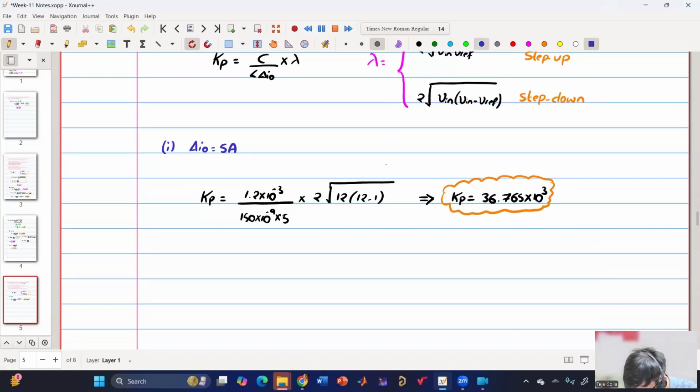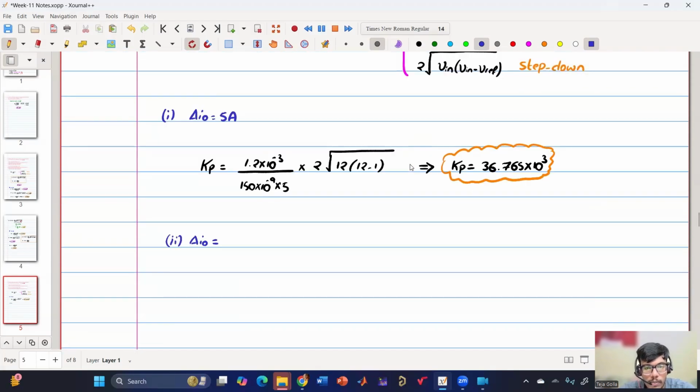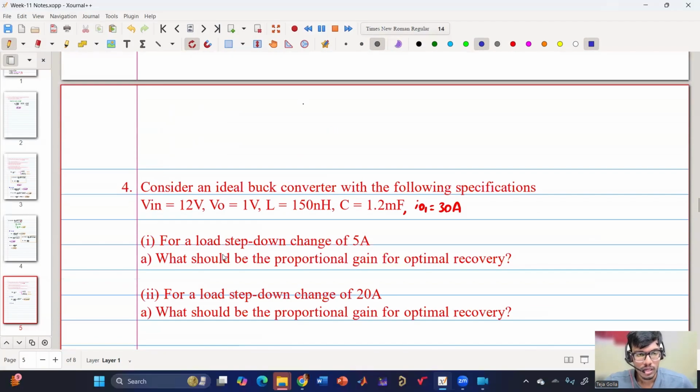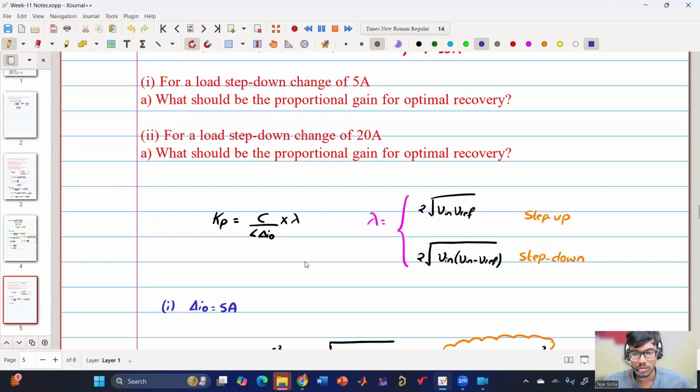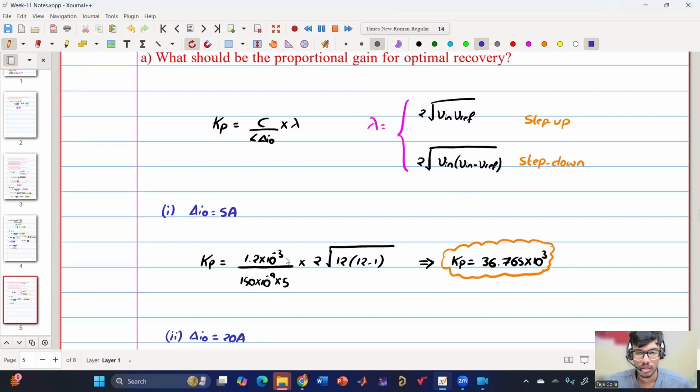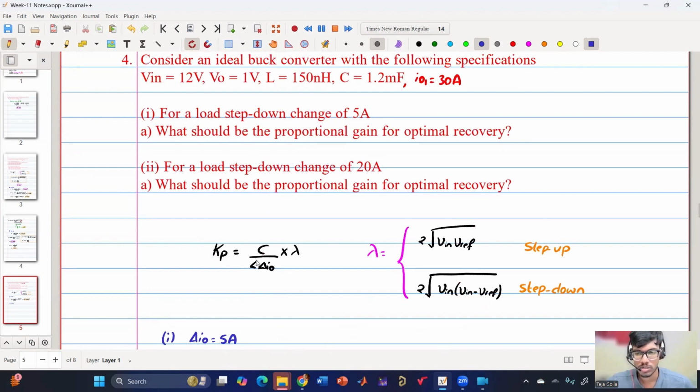So delta I naught 5 ampere is done. Now let us solve for delta I naught 20 ampere. So I hope everyone is getting the same KP for the first part. Now before we go to the second part, I want to mention one additional thing. For step up and step down, the gains need not be the same because the expression for the proportional control is different for both of them, unless V reference and V minus V reference are same, which is a very specific condition.